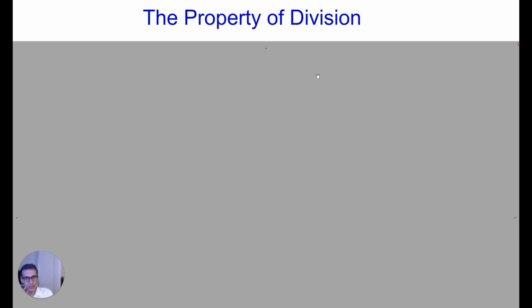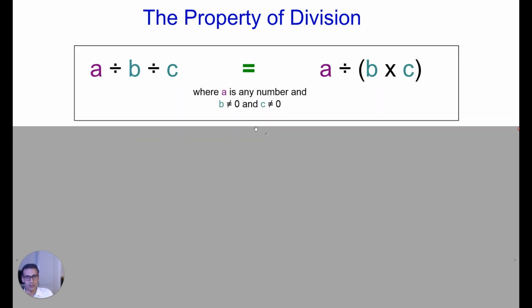So here it is, the property of division. Make a note of this in your books, or wherever you need to, whatever you use to revise. A divided by B divided by C is the same as A divided by the product of B and C. B and C cannot be 0. The reason for that is we cannot divide by 0. We're not allowed to divide by 0 in maths, so we just have to make sure we state that.